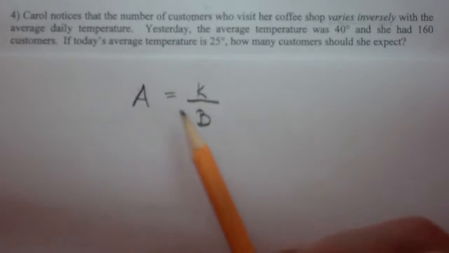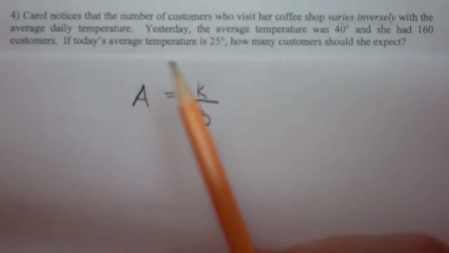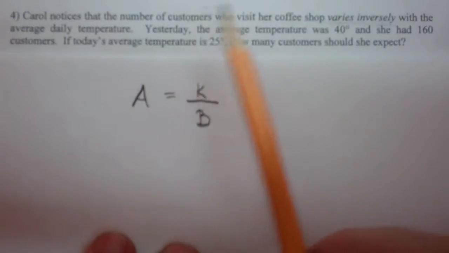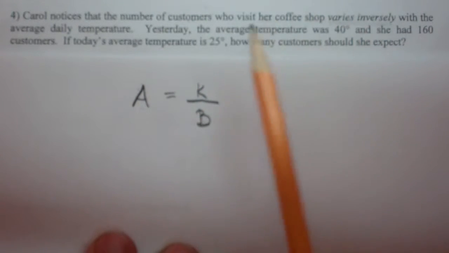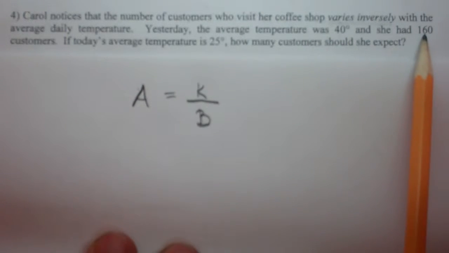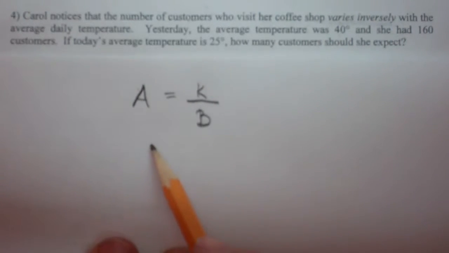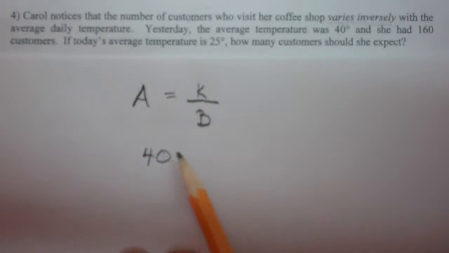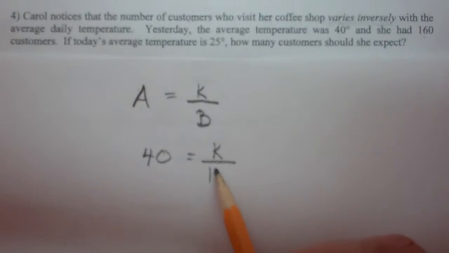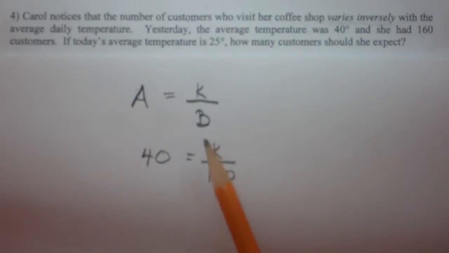Let's replace the A and the B with the values that we've been given so that we can try to solve for K. So we know two numbers that go together. We know when the average temperature was 40, then she had 160 customers. So we're going to write this as 40 is equal to the constant of proportionality divided by the 160 customers, like so.